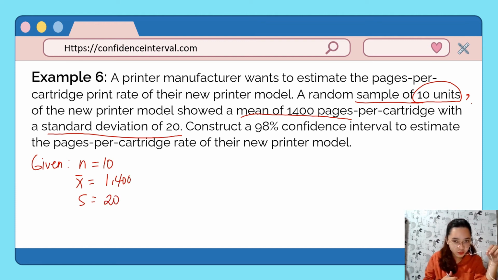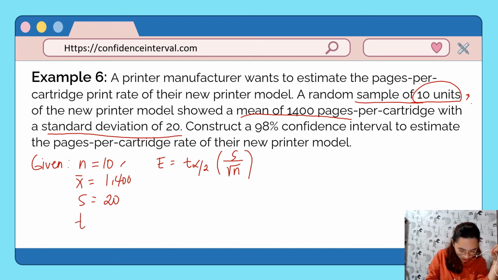Ngayon, based on this available data, paano natin mako-compute ang ating margin of error which is kailangan natin for our interval estimate? Based on our available data, our sample size is less than 30. Ngayon din, hindi given ang population standard deviation. So, therefore, to compute for the margin of error, we need T alpha over 2 times S over square root of n. Ibig sabihin, kailangan po nating i-identify ano po yung T alpha over 2 natin.